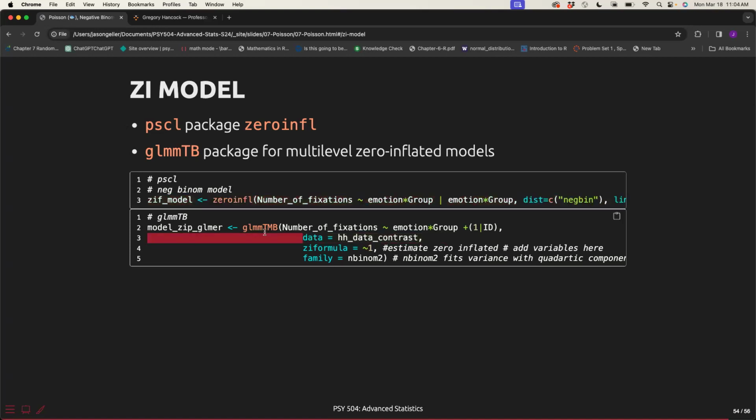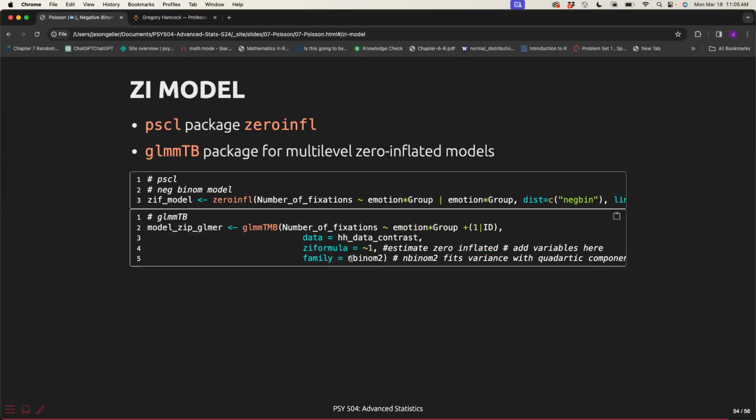If we want to fit a nested model, we'll use the glmmTMB function. And here there is an argument called ziformula, which is zero-inflated. And here we can specify the model that we want to fit. And what I've done here is I've just estimated an intercept, but we could add this emotion times group variable here too and model that as a function of this zero process.